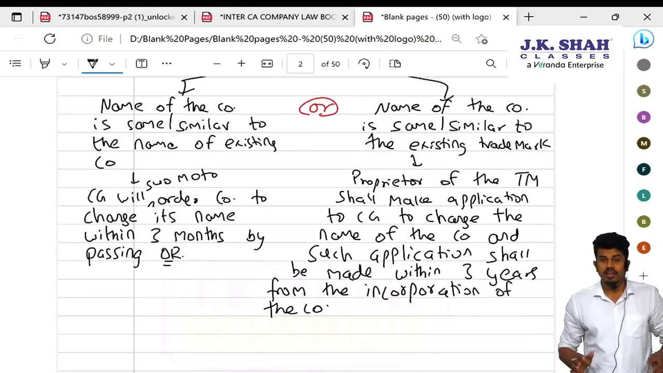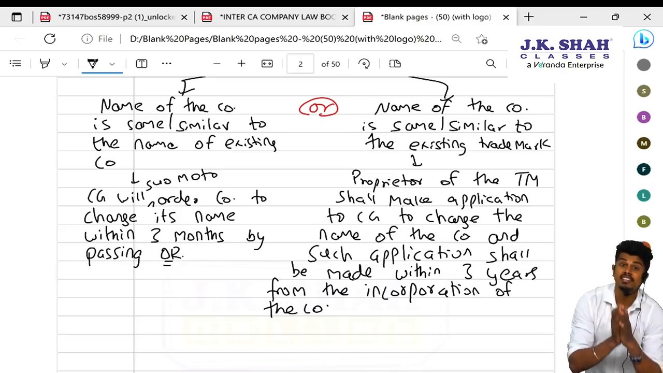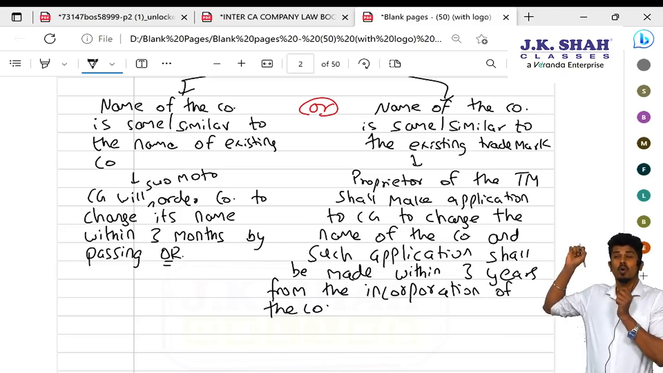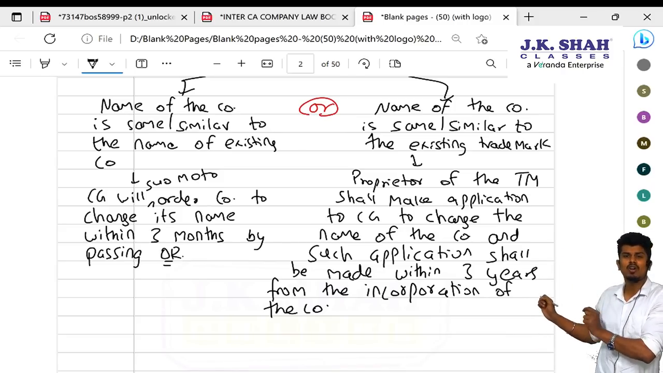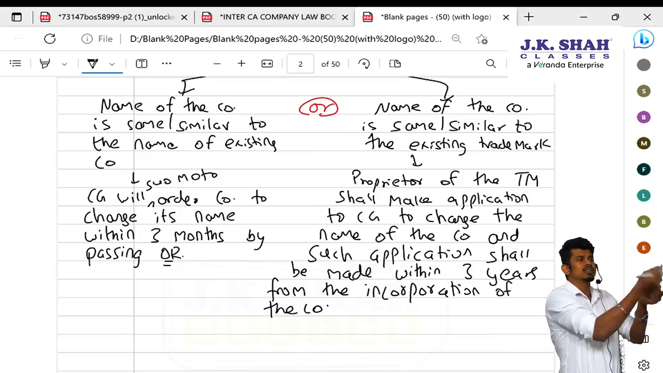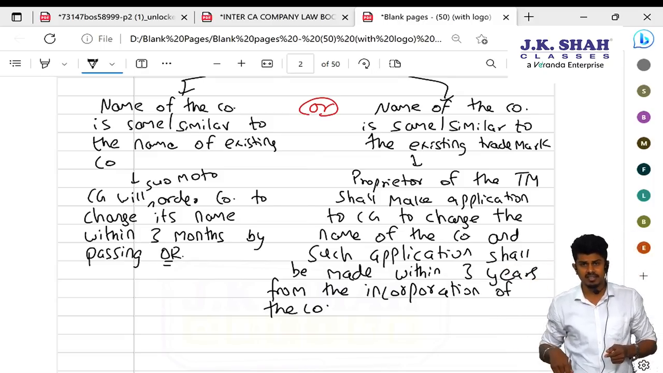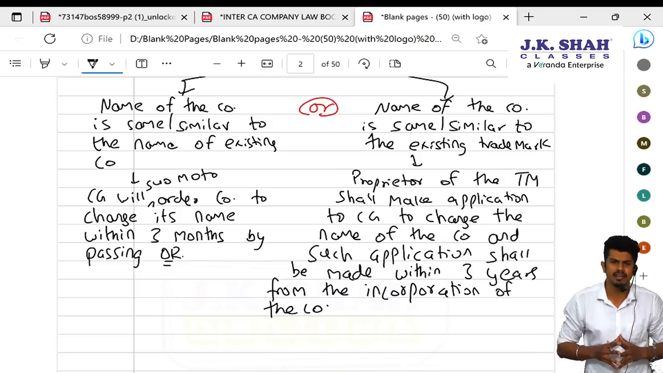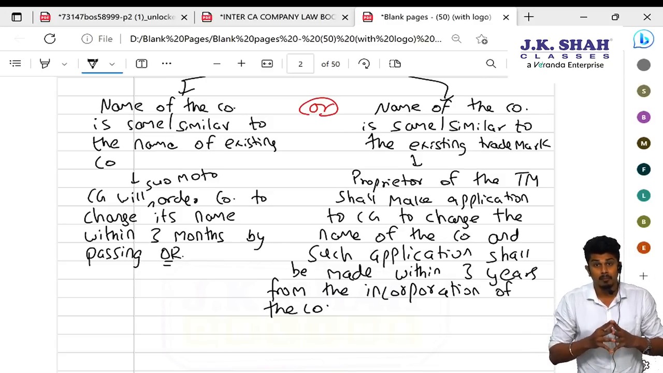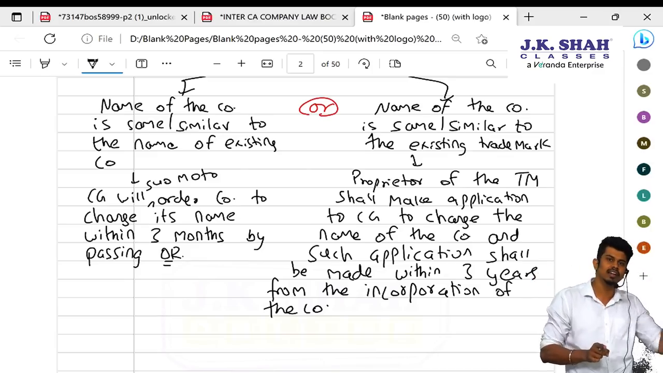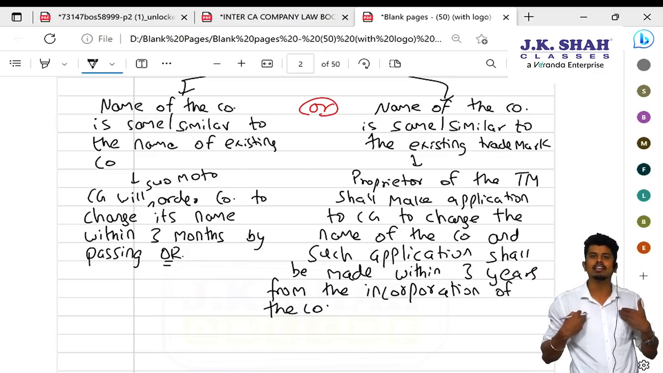Yes or no. So if the name of my company is similar to the trademark of any other person, the registered owner, the proprietor of that trademark, will make an application against my company to whom? To central government. But the proprietor of the trademark should make an application to central government within 3 years of my incorporation.